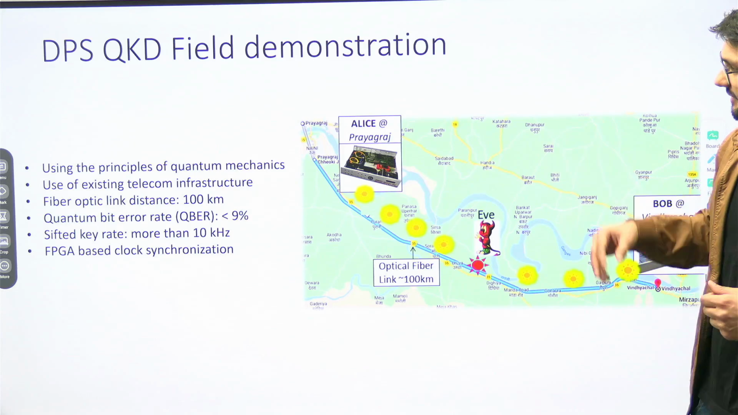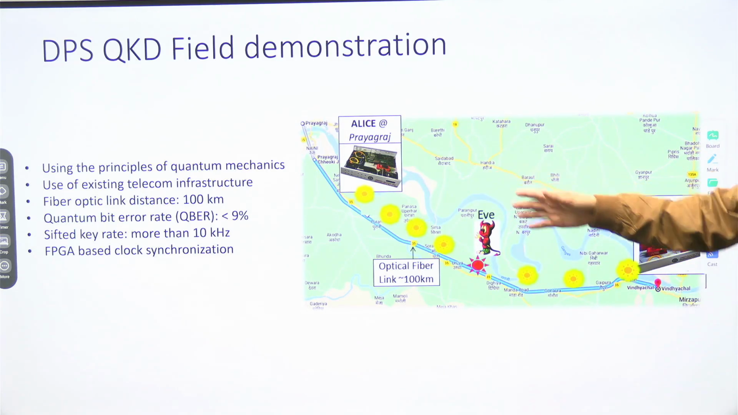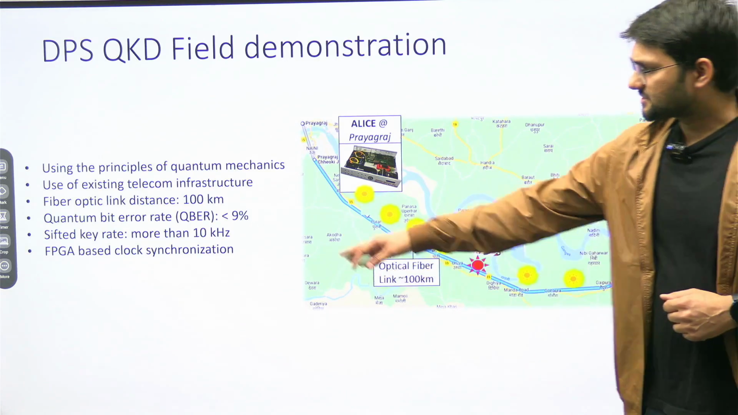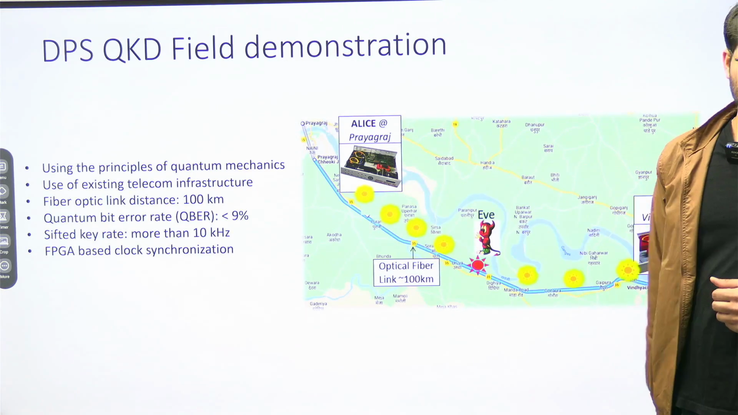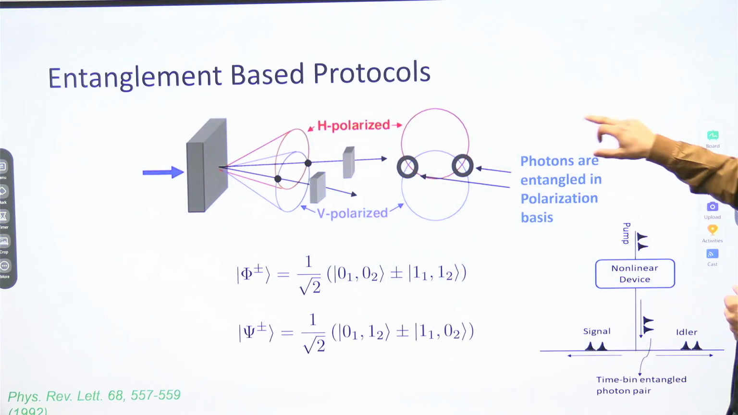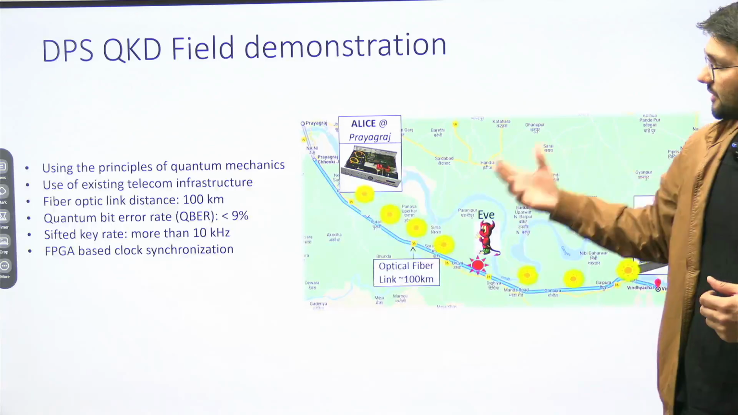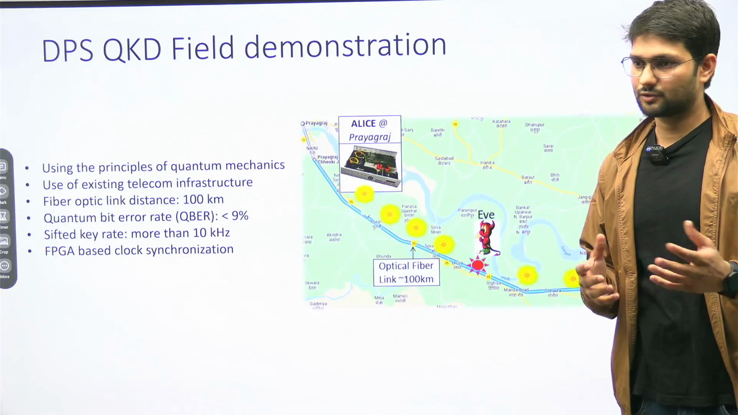So this was the field demonstration. It was between Prayagraj and Vindhyachal, and the range was 100 kilometers. This is QBER, which shows how much error was there. So it was around 9%, but we tried to improve that, and I think that slide is missing. So we tried to improve that, went to 380 kilometers, and QBER was very less than 2%.